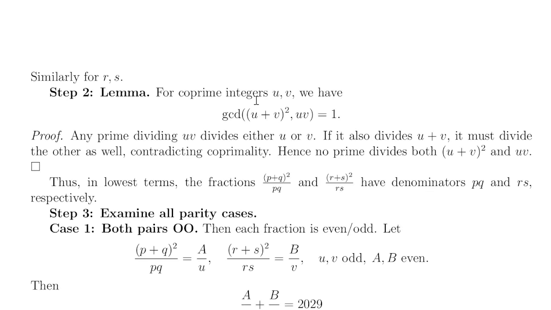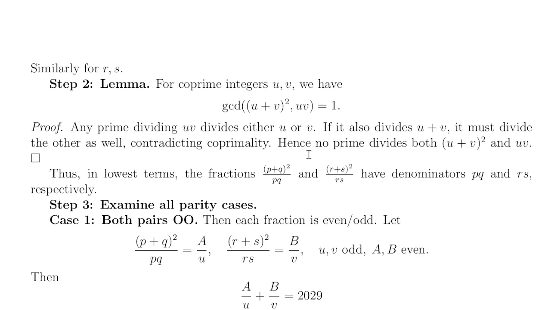Here we take a lemma that for coprime integers u and v, if we have u plus v squared and uv, then the GCD would be 1. The proof is intuitive: if a prime divides u plus v, then it contradicts their coprimality, and hence no prime divides both.